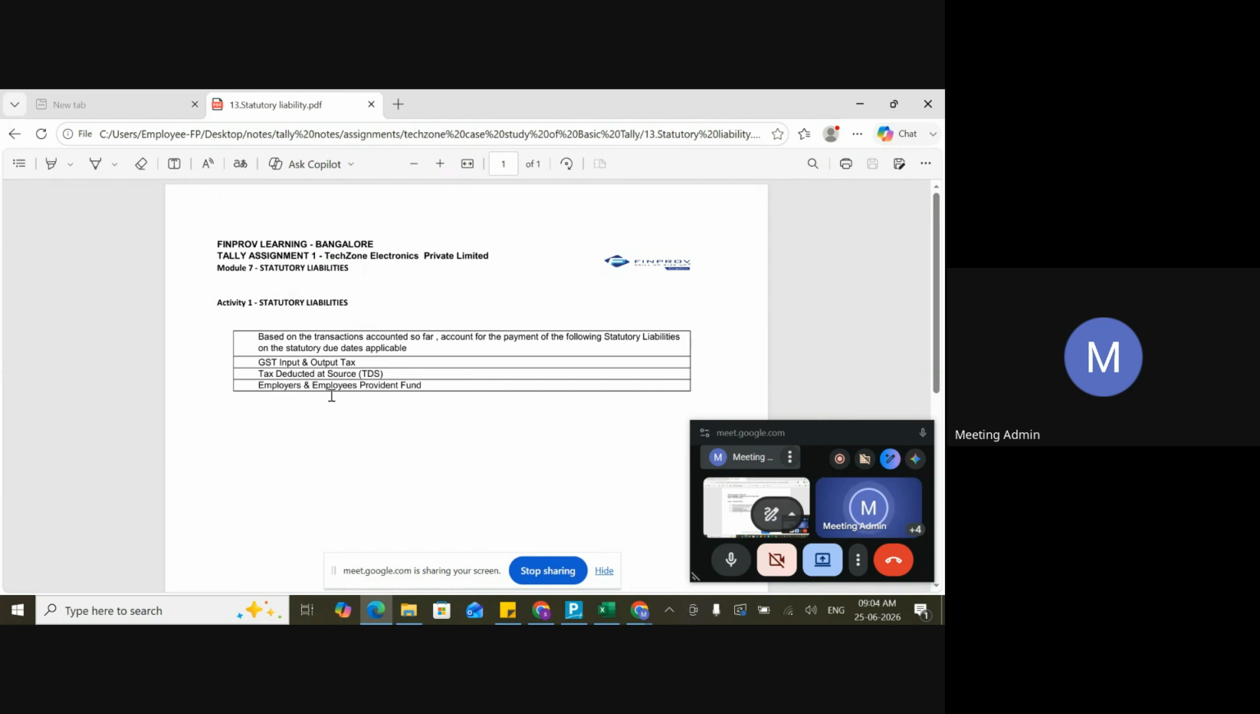First one is employers' and employees' provident fund. What is PF? PF means provident fund, right? In PF, half the contribution is paid by the employer, half the contribution is paid by the employee. So together we pay it to the PF company, right? In our case, while giving the opening balances, we already created this employees provident fund and employers provident fund with 7,500 each, right, guys? Do you remember we paid 7,500 each?